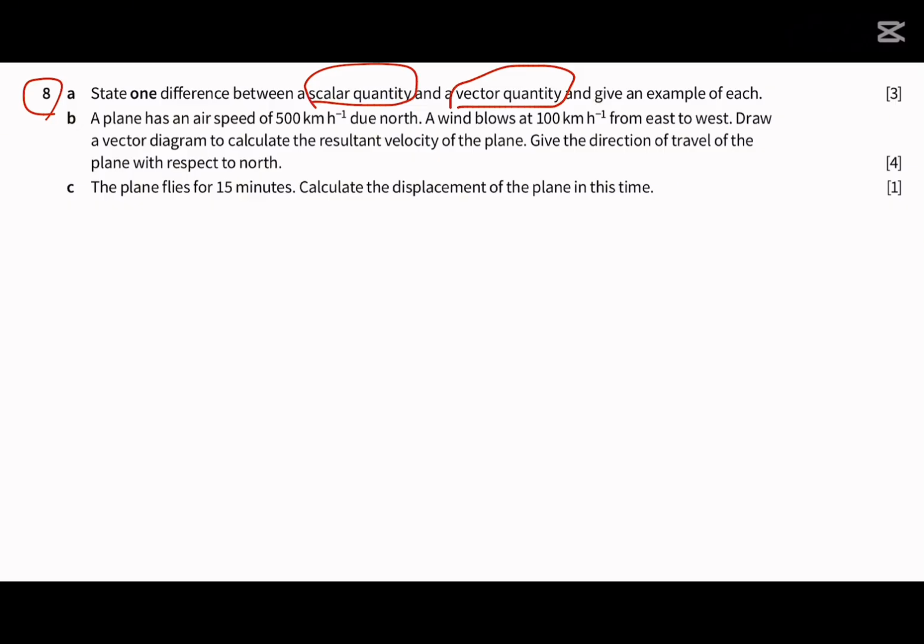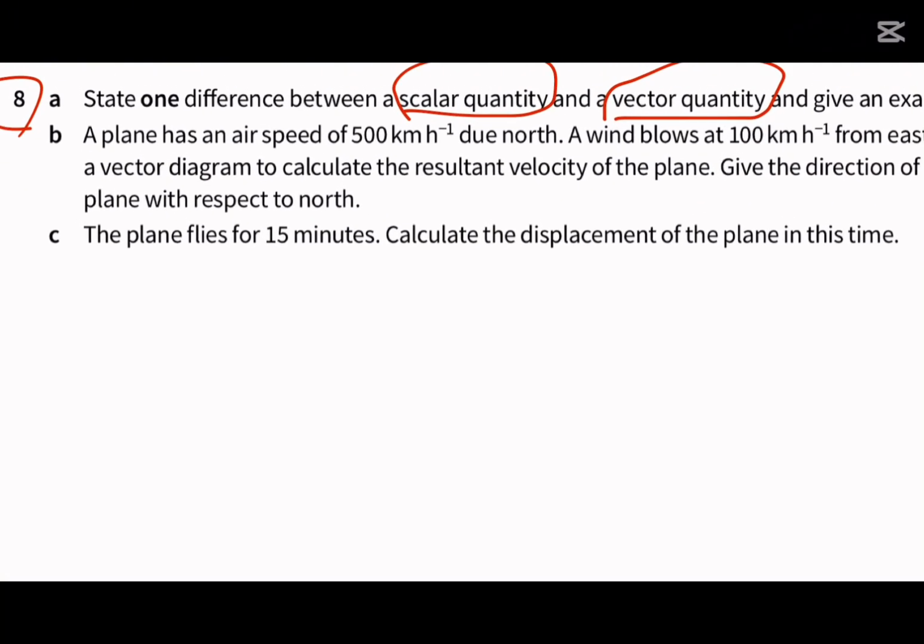Imagine a displacement. Displacement is a vector quantity. It shows the magnitude, which is how far it is, and it shows the direction, so maybe it's like north, something east, or something like that. An example of a scalar quantity would be distance. Distance only shows the magnitude, how far you go. It doesn't show you the direction. So let's go with B.